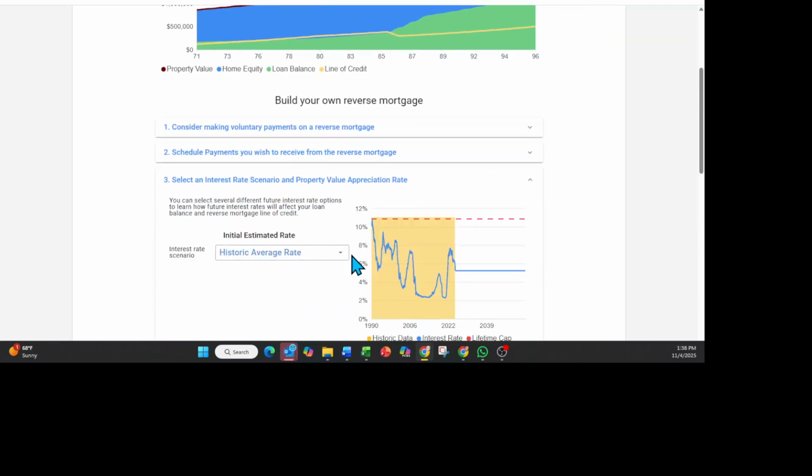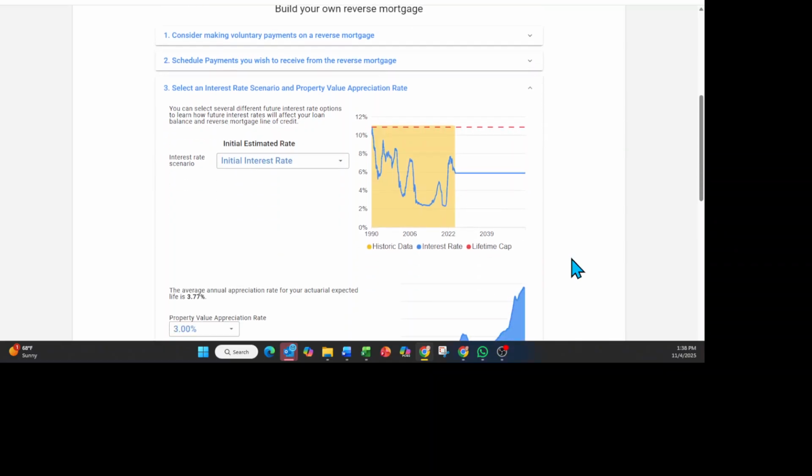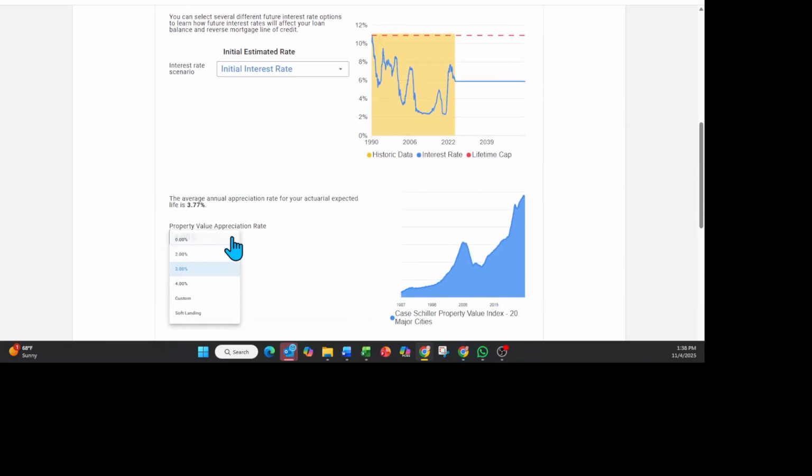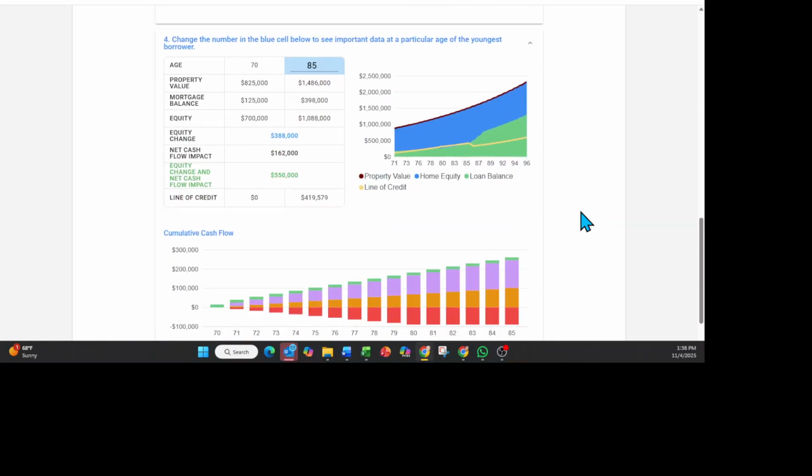And the interest rate scenario, we went with the average. You can do your own custom if you want to. Might want to go with the initial interest rate where we are right now and just assume that that stays flat over time. And maybe you go to a 4% property value appreciation rate. And we look and see how those changes affect.